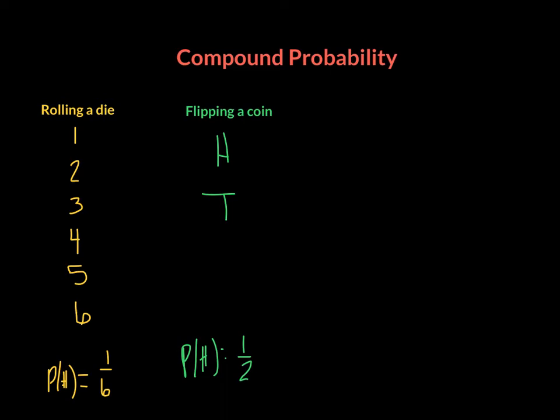So today we're going to talk about what if we looked at the combination or the compound of both of these together. So there's two key words when you're doing compound probabilities. You have or, and you also have and.